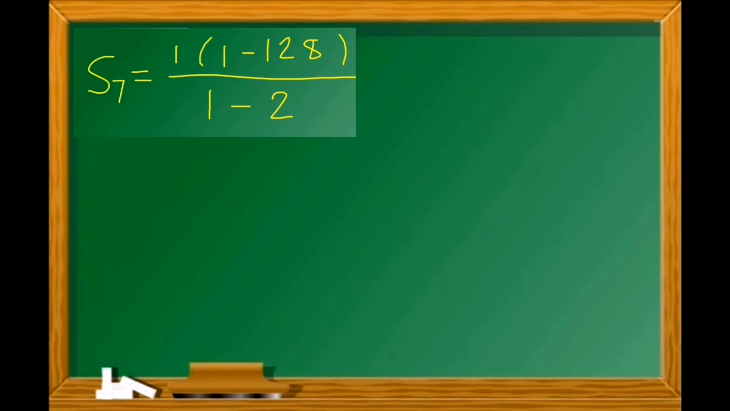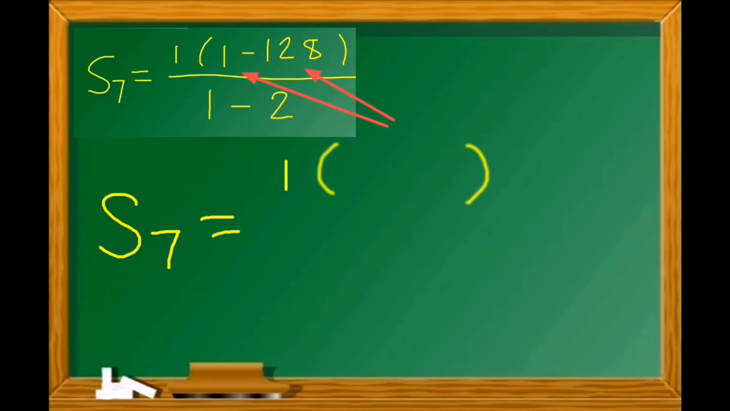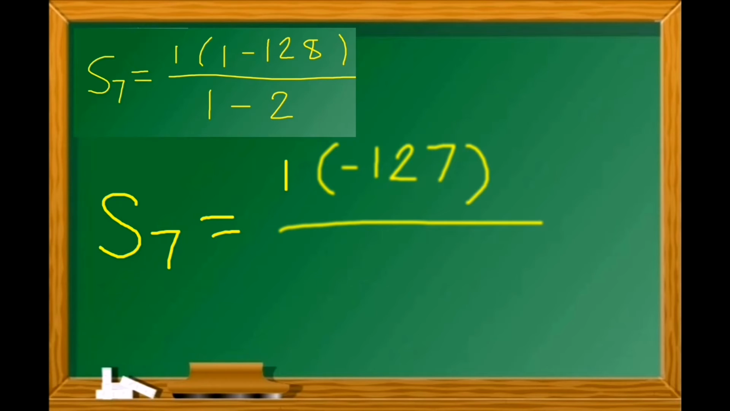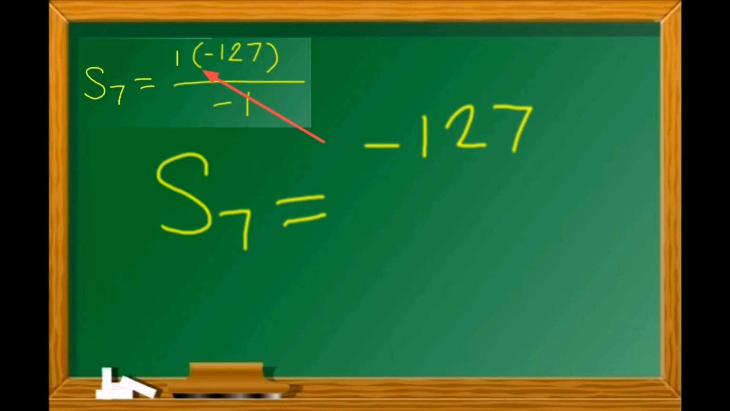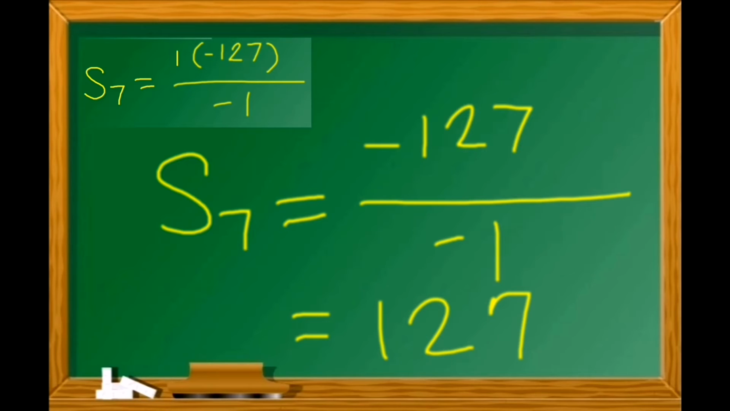Next, S sub 7 is equal to the product of 1 minus 128, which is negative 127, divided by 1 minus 2, which is negative 1. Then, S sub 7 is equal to 1 times negative 127, which is negative 127, divided by negative 1. Negative 127 divided by negative 1 is equal to positive 127.